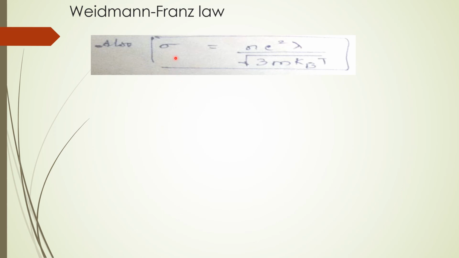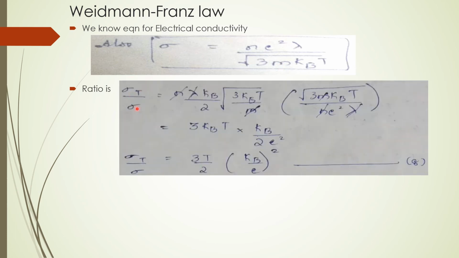Also, we had derived the electrical conductivity as n e square lambda upon square root of 3m kT. This is the electrical conductivity. So we'll take the ratio sigma suffix T upon sigma, that is thermal conductivity to the electrical conductivity, and we will divide both the equations. We get 3kT into k by 2e square. This can be written as sigma suffix T upon sigma is equal to 3T by 2 into k by e the whole square. Equation number 8.